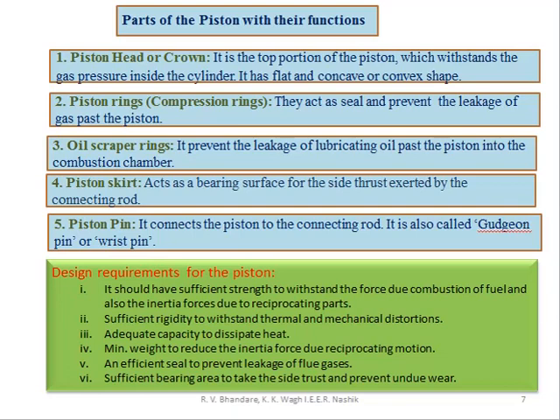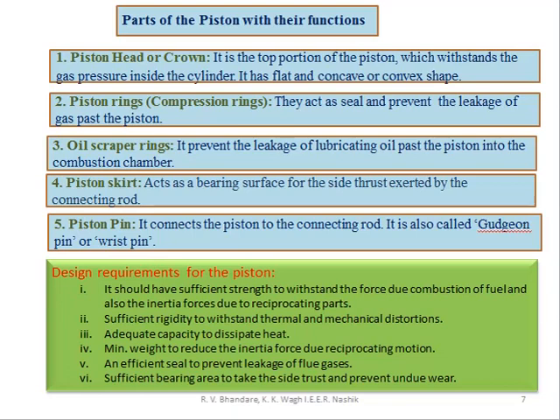The next part of the piston is the skirt. It is the lower portion of the piston, and the connecting rod is connected in this skirt through the piston pin. It acts as a bearing surface for the side thrust exerted by the connecting rod. The next component of the piston is the piston pin. It connects the piston to the connecting rod. It is also called the gudgeon pin or wrist pin.